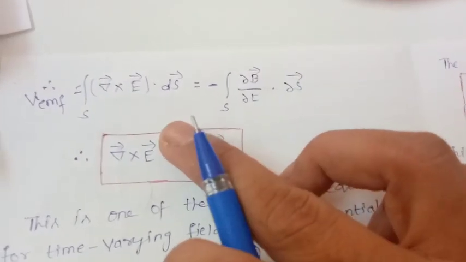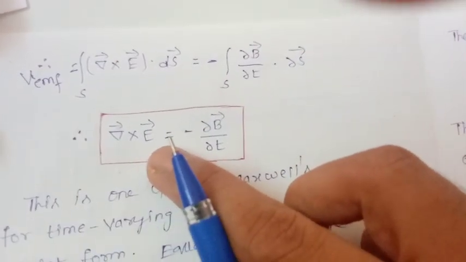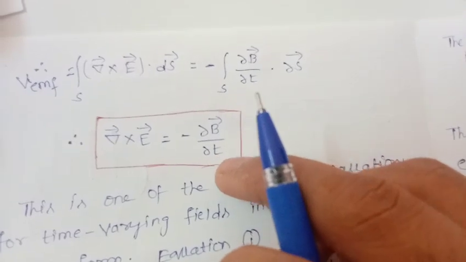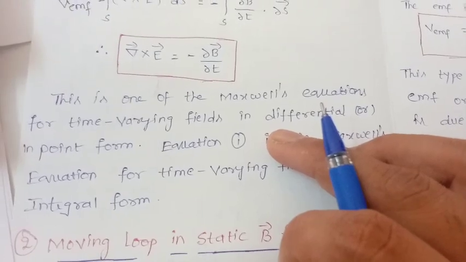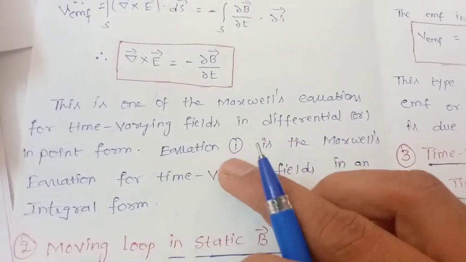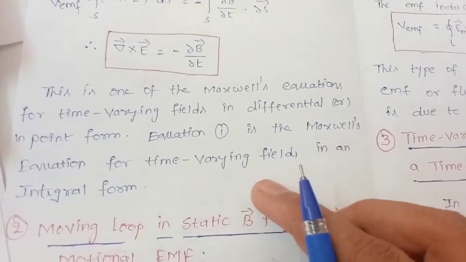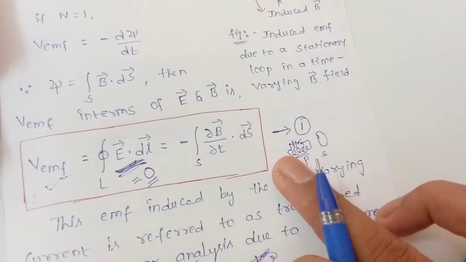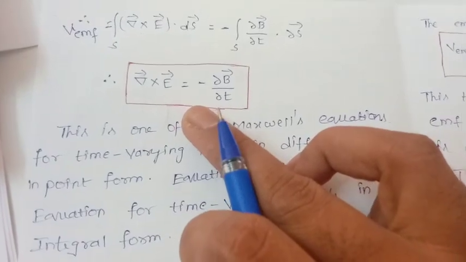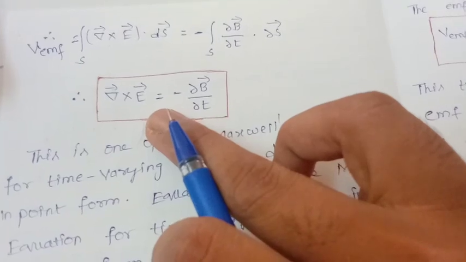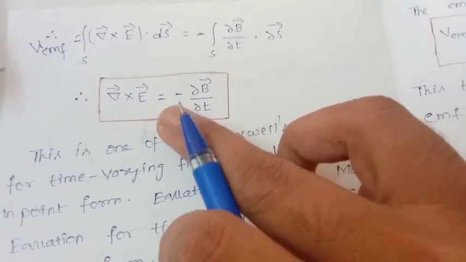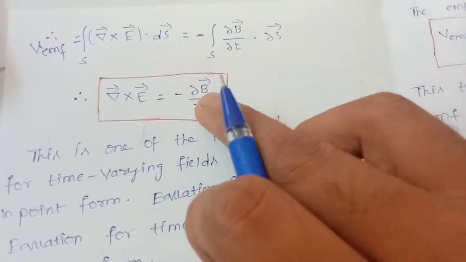Is it clear? By equating these two, we have the curl of electric field equal to minus dou B bar by dou t. This is one of Maxwell's equations for time varying field in differential or point form. Equation 1 is Maxwell's equation for time varying field in integral form. This is Maxwell's equation in point or differential form. Previously, in the first unit, it was equal to 0, but in the time varying field it is not equal to 0. It is the rate of change of magnetic flux density.